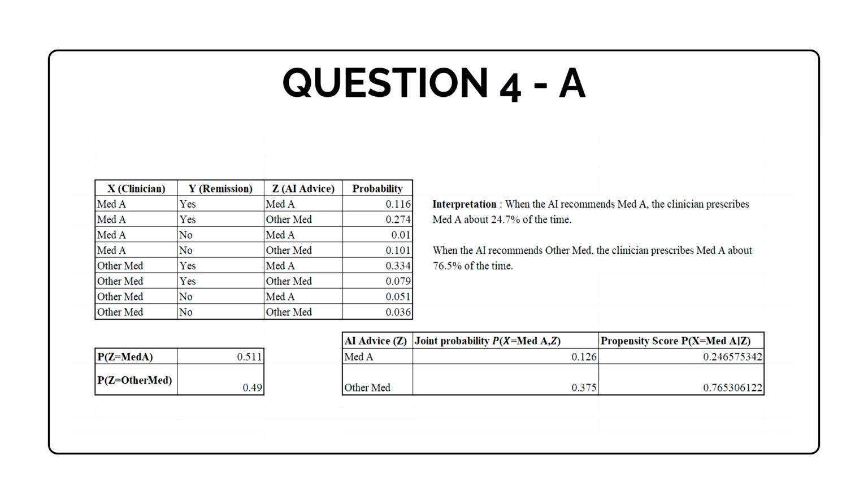When the AI recommendation is med A and the clinician prescribes the same med A, it is about 24.7% of the time. When AI recommends other med and the clinician still prescribes med A, it is 76.5% of the time.